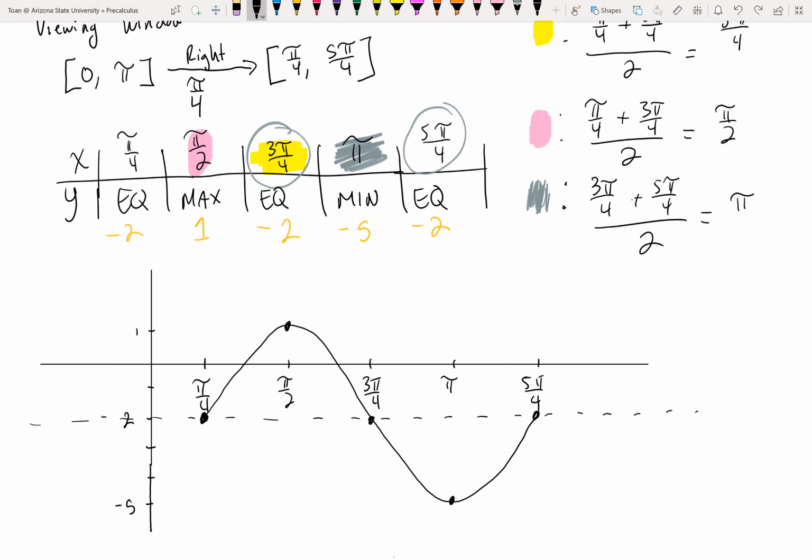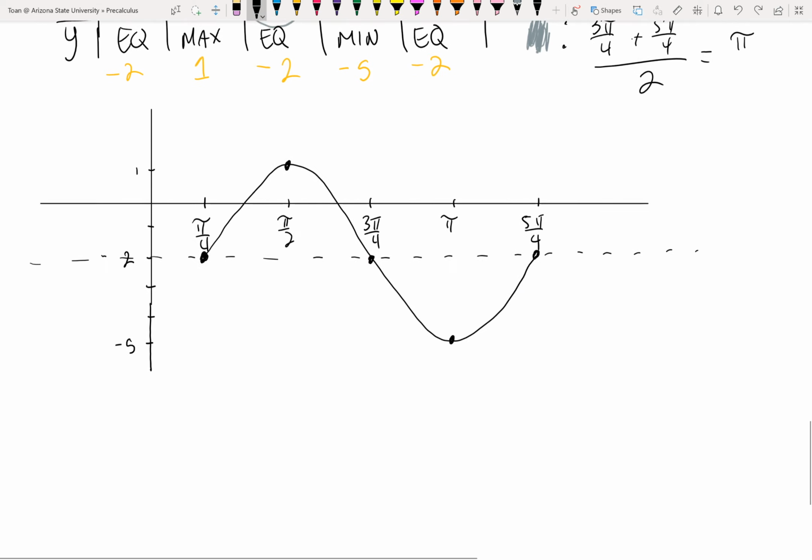Oops, too much. There you go. That right there is all I'll be looking for. Do you have the right x values? Do you have the right y values? Do you have the right shape? Those are the 3 components I'm looking for.